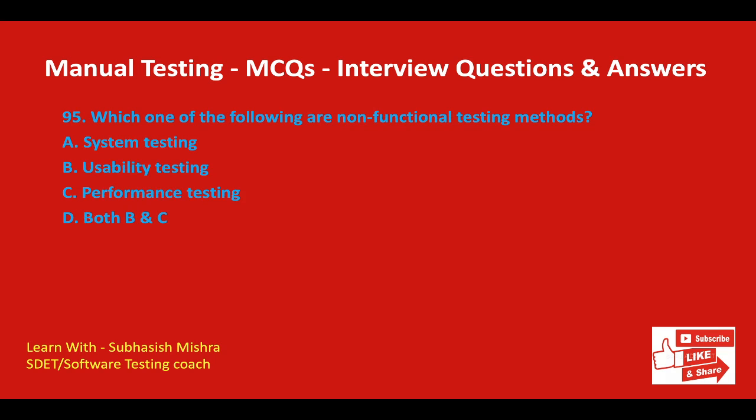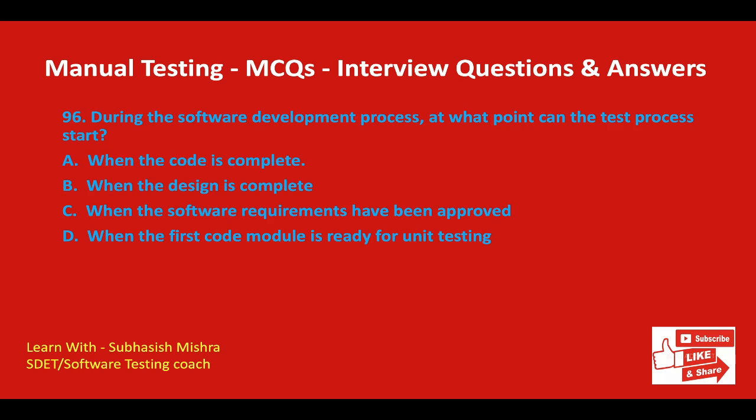Which one of the following are not non-functional testing methods? System testing, usability testing, performance testing, both B and C. So both B and C are non-functional testing methods, usability and performance. System testing is functional testing. Okay, so the answer is both B and C. Let's move to the next.